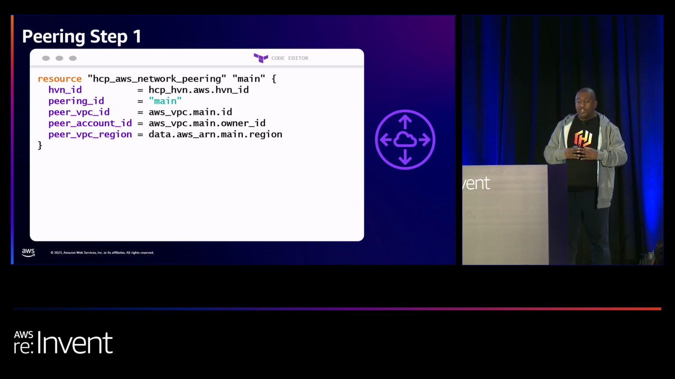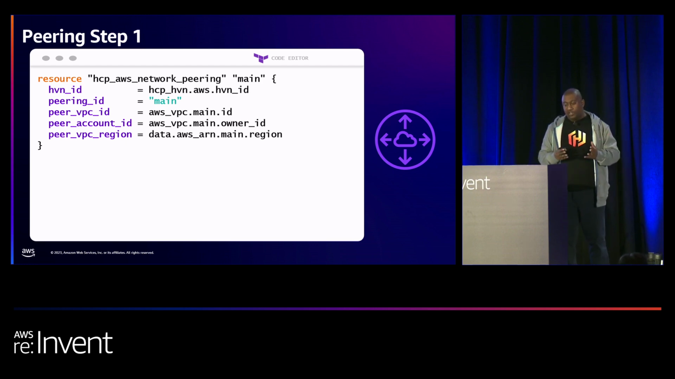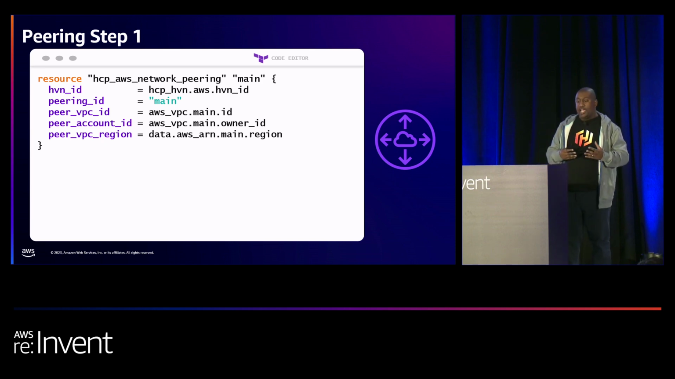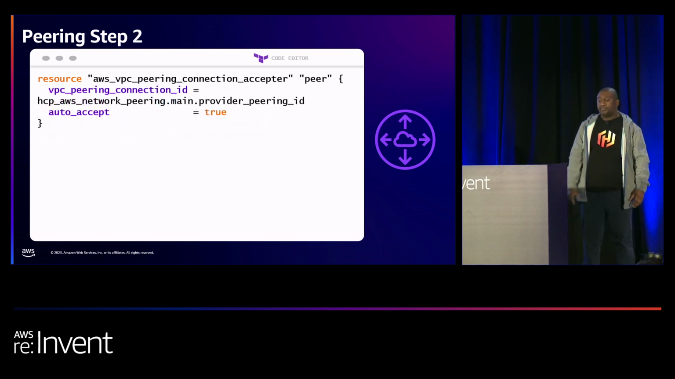We also need to give it the ID of the VPC that we would like to peer to. The first resource we created was that VPC, so we're just giving it the ID for that. And then there's some other information we need to give, like the actual account ID that owns the VPC and the region that it lives within. So we're just using Terraform data sources and information like that to configure this resource here. So that's the first step of setting up our peering between our HVN and our VPC.